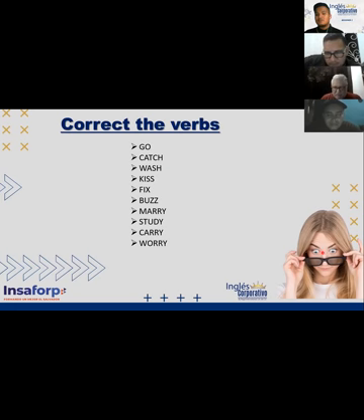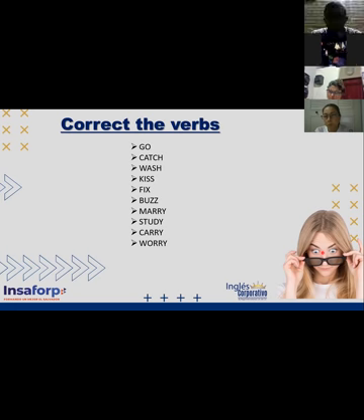So, number 4. Example, she kisses my hand. Repeat it again, sir. She kisses my hand. Okay, she kisses my hand. Very, very good. I heard that you made the pronunciation. That's very good, Mr. Elvis. Thanks for that. So, number 5.